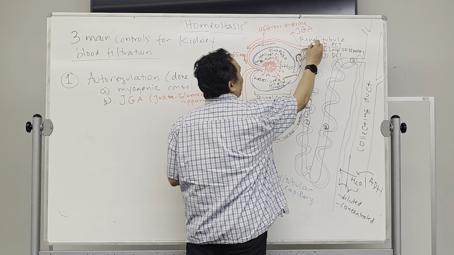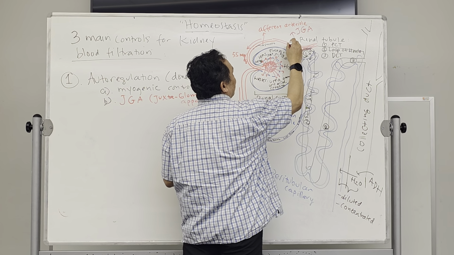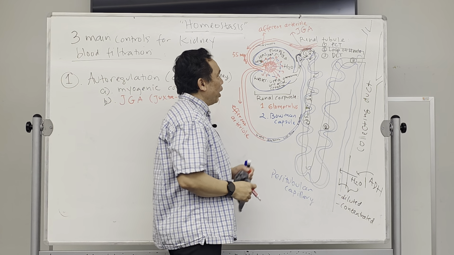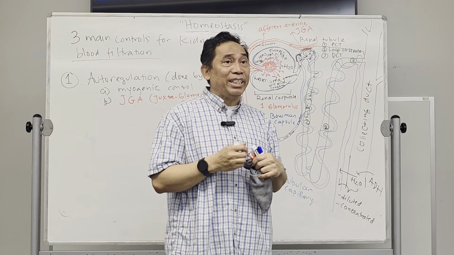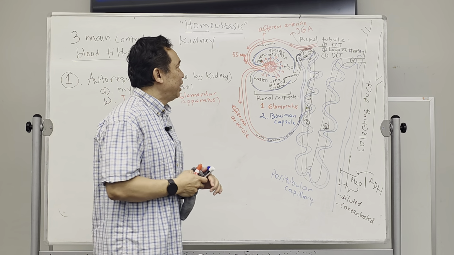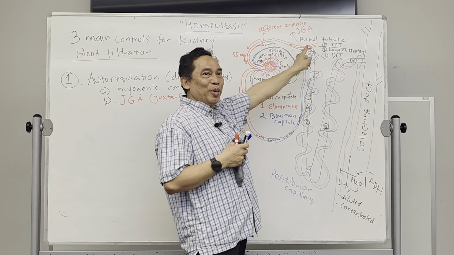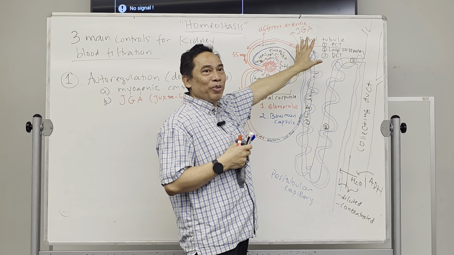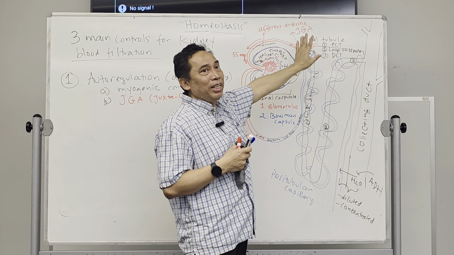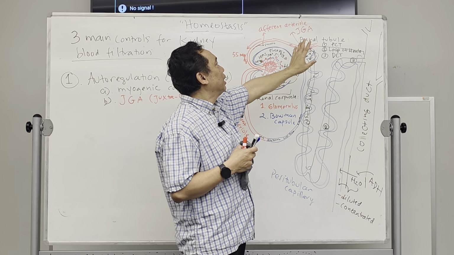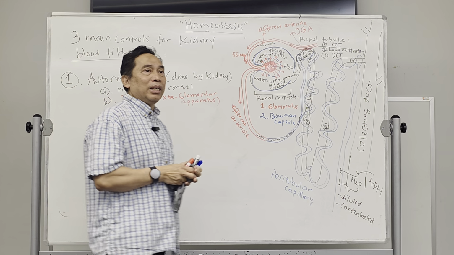So the blood is flowing here, flowing into the glomerulus. Again, when the blood is flowing too fast, this JGA area will sense that. It will tell it to slow down. So mostly it will slow down the filtration.